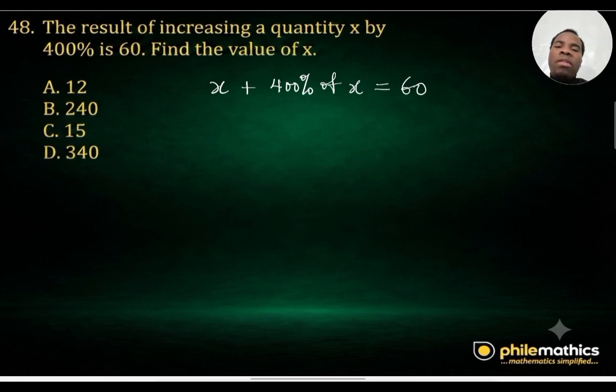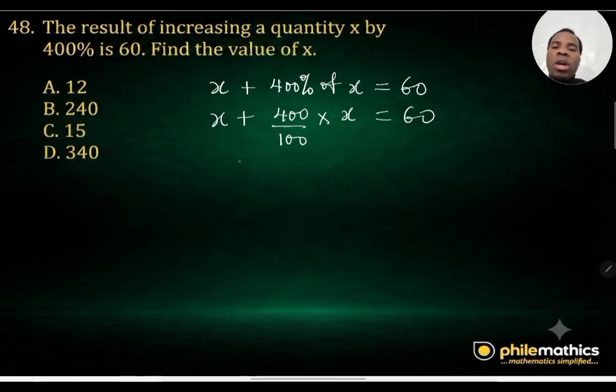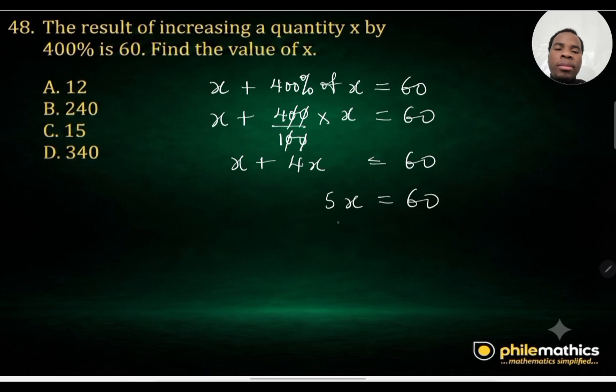So what's 400% of x? So this is x plus 400% of x, which is 400 over 100 times x, which is 60. If we multiply this, we have x plus 0 can cancel out. We have 4x equals 60. x plus 4x is 5x, and this is 60. Divide both sides by 5.